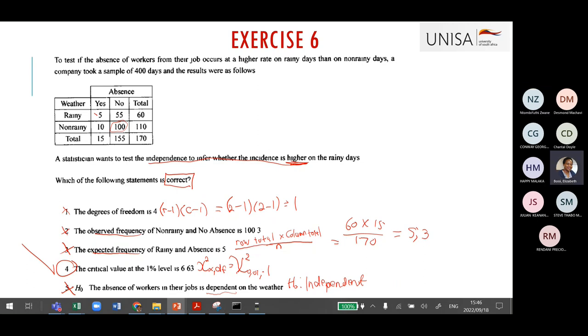So let's look. Yes. Can you explain number 2 again for me? I think I'm a bit lost on number 2. At number 2, they say observed value. Observed value is equal to?